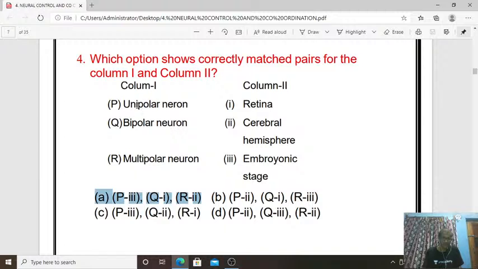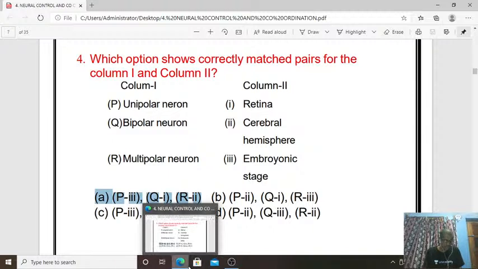A unipolar neuron is observed in the embryonic stage. A bipolar neuron is observed in the retina of the eye. A multipolar neuron is observed in the cerebral hemisphere. So the answer is A for match the following under question number 4.